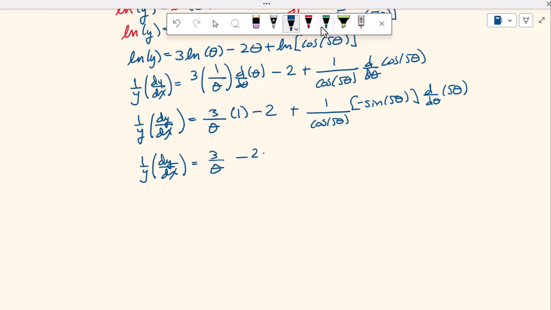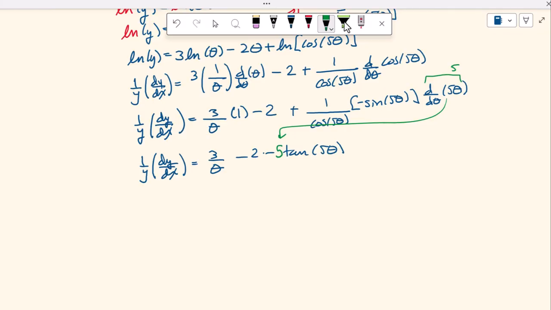Now I'm going to simplify this a bit while we're here. This is going to be minus tangent. Sine over cosine is minus tangent 5 theta. And then the derivative of this piece right here is equal to 5. Okay, so that comes right down here.